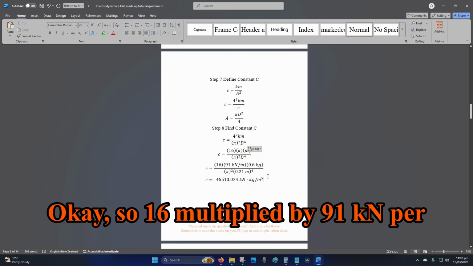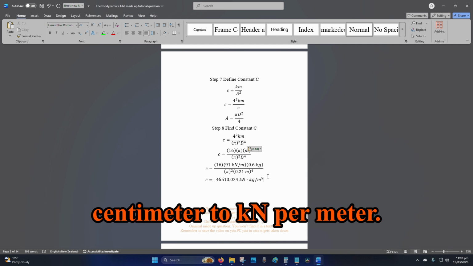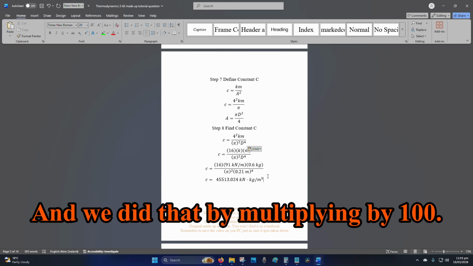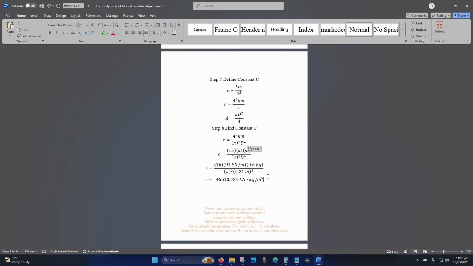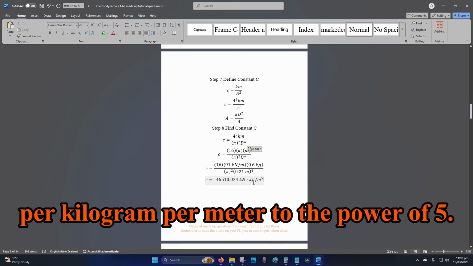Okay, so 16 multiplied by 91 kilonewtons per meter. We just converted kilonewtons per centimeter to kilonewtons per meter, and we did that by multiplying by 100. So the constant is 45,513.024 kilonewtons per kilogram per meter to the power of 5.